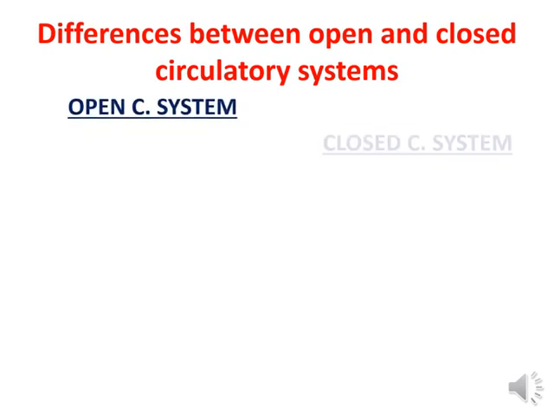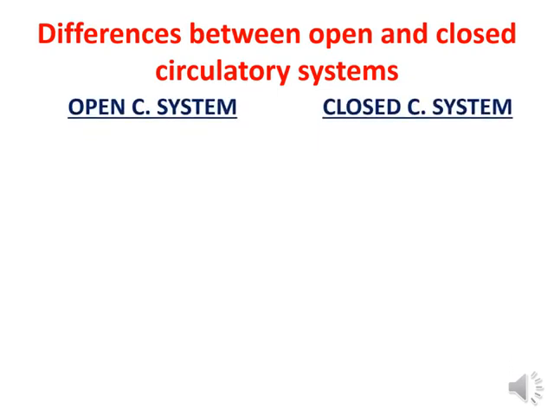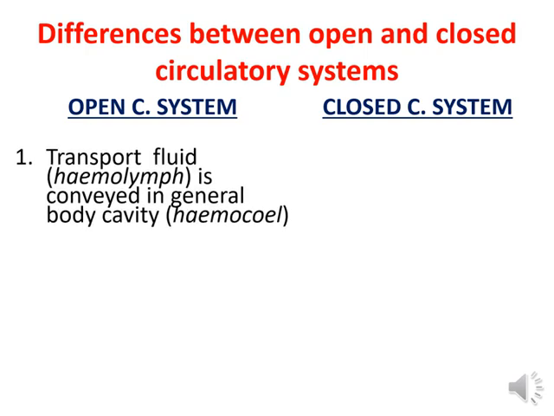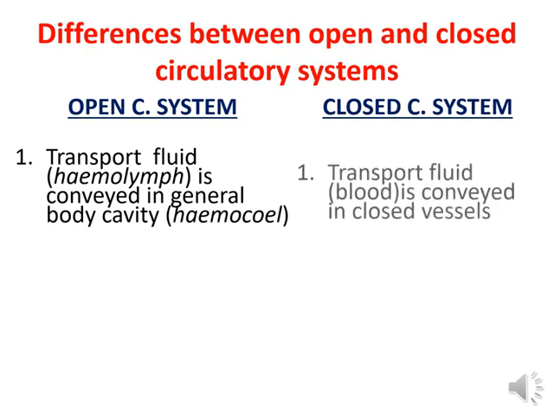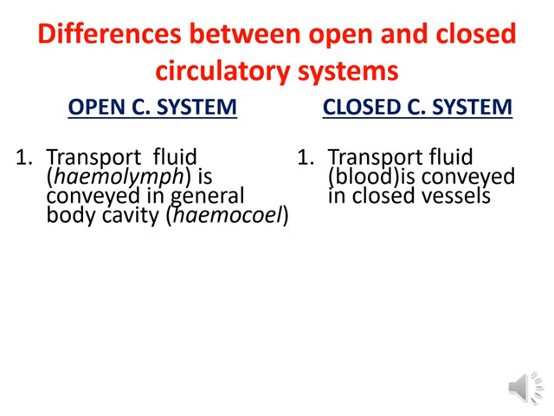Now let's look at the differences between open and closed circulatory systems. Number one, in the open circulatory system, the transport fluid, that is the hemolymph, is conveyed in general body cavity. The general body cavity is what is known as hemocoel. While in the closed circulatory system, the transport fluid, that is blood, is conveyed in closed vessels.